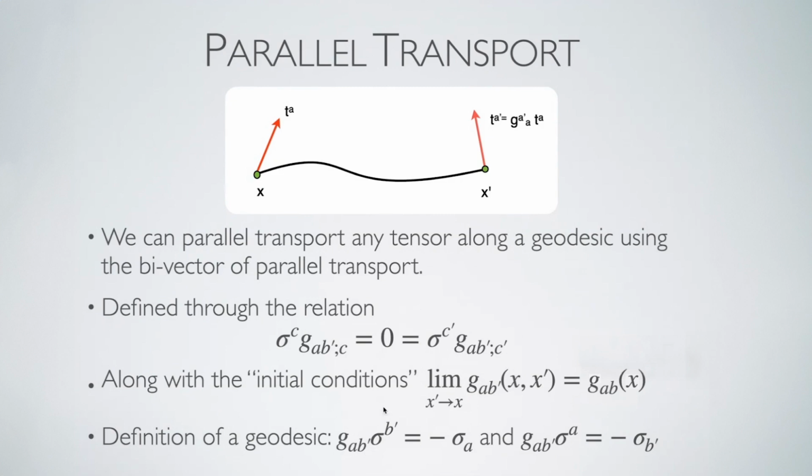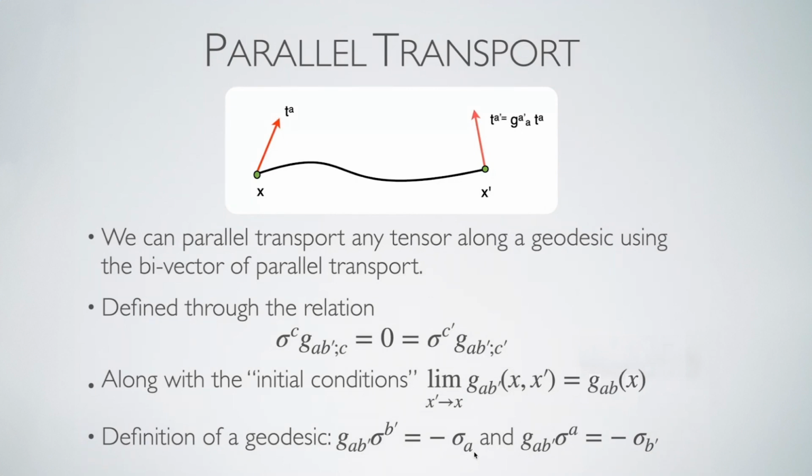And then if you go back to the definition of what a geodesic is, that allows you to use the bivector of parallel transport to take a sigma vector at 1 point and, up to a minus sign, transport it to a second point.